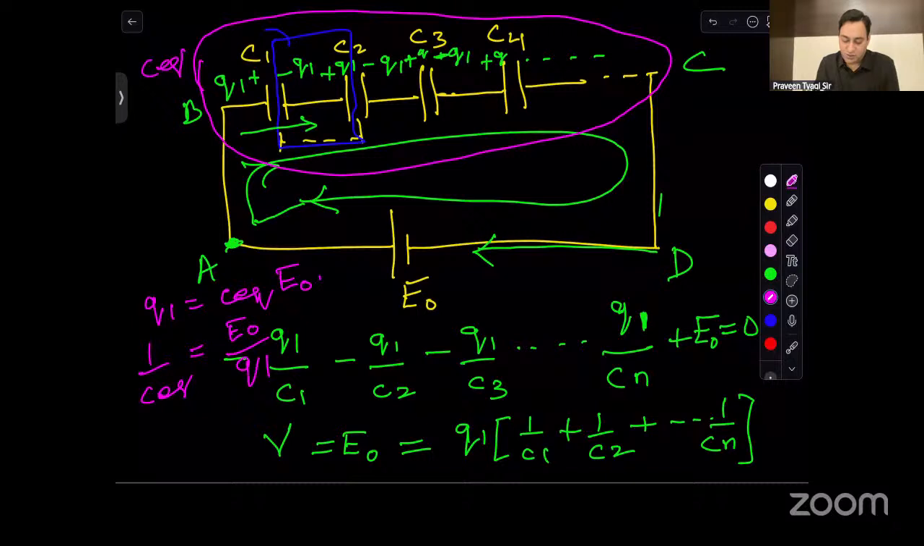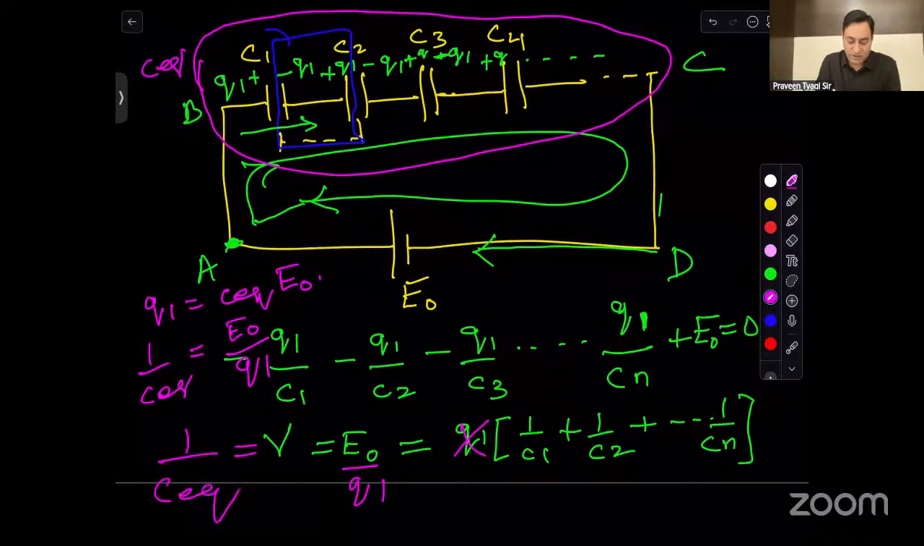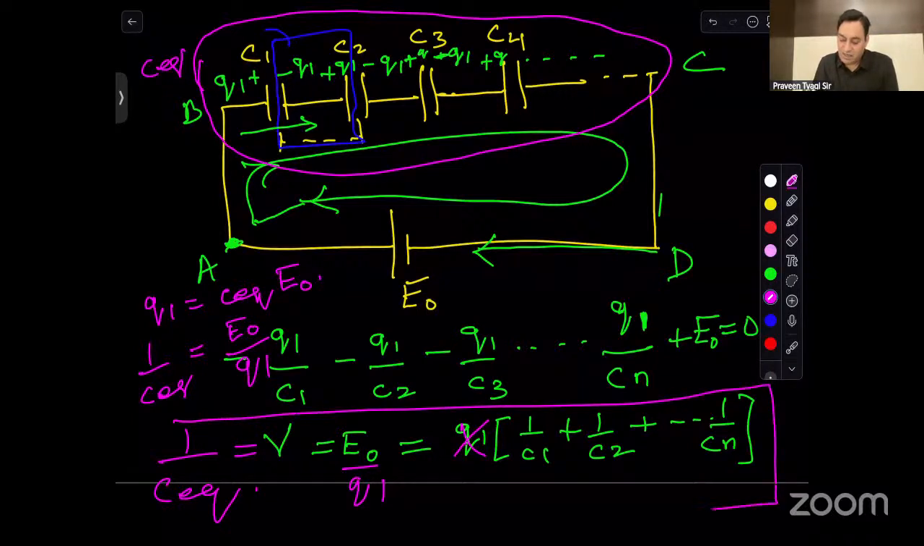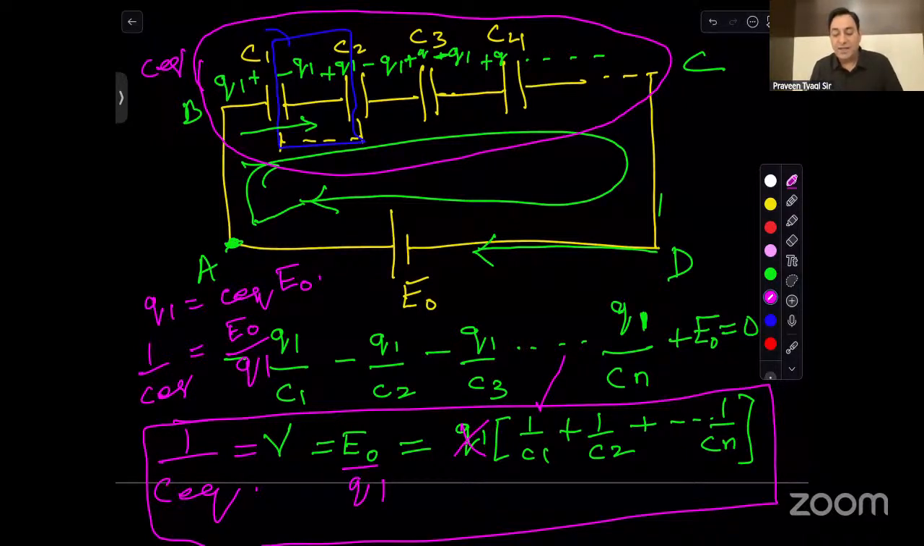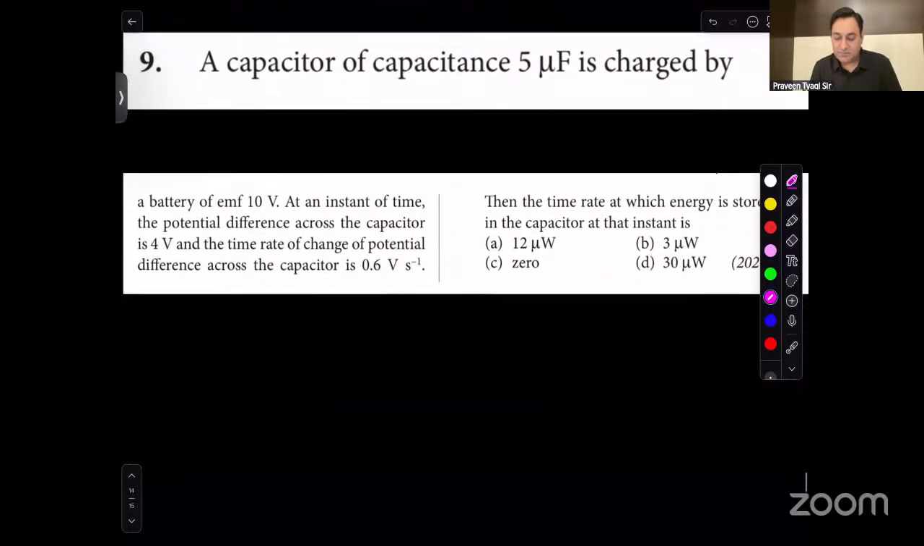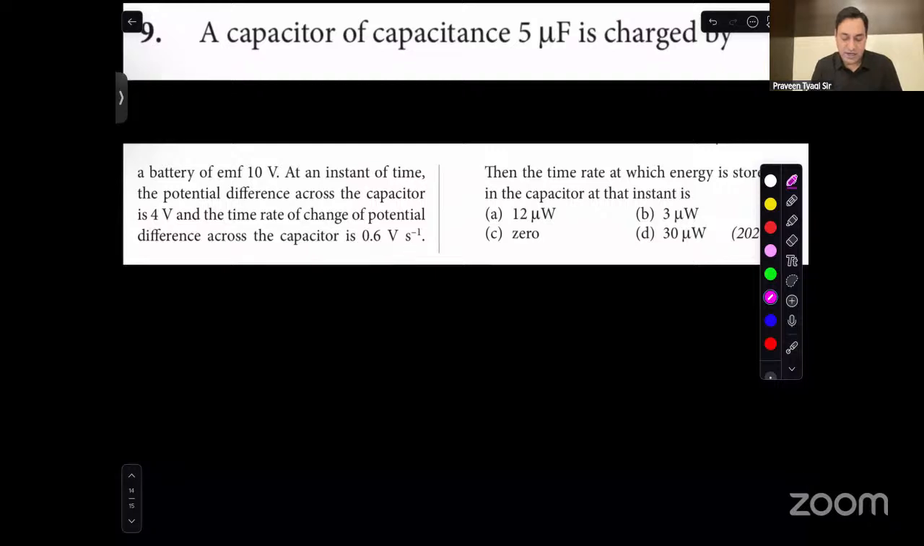Now equate these two. E naught by Q1 can also be found from here. Q1 को हम इधर ले आए. So you will see this is equal to 1 upon C equivalent. So when capacitors are in series, this is how you find the equivalent capacitance. And how did we arrive at it? We used Kirchhoff's voltage law and we arrived at this. Let's try to do some questions.